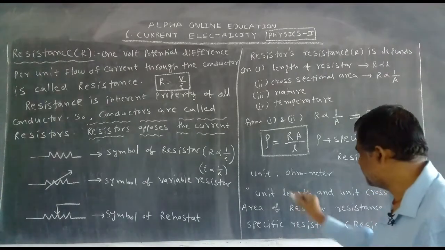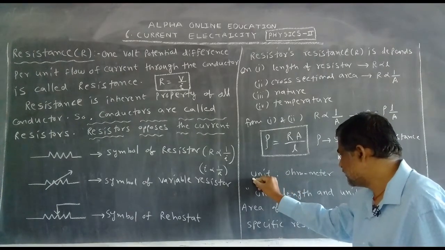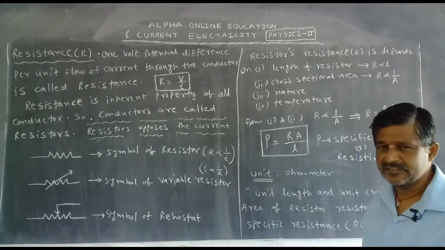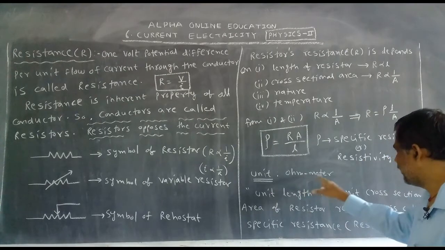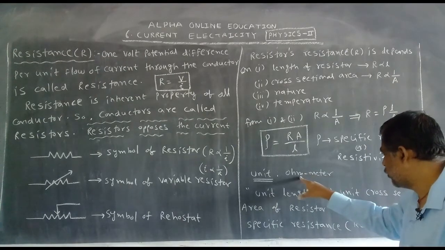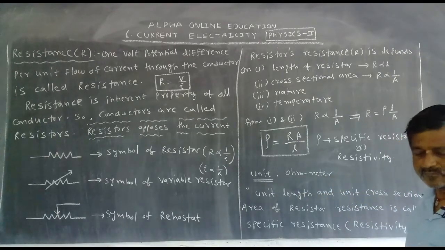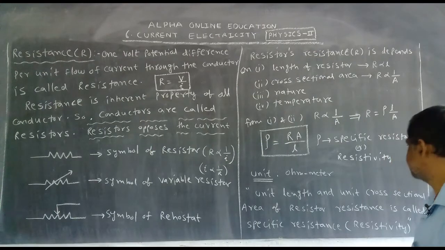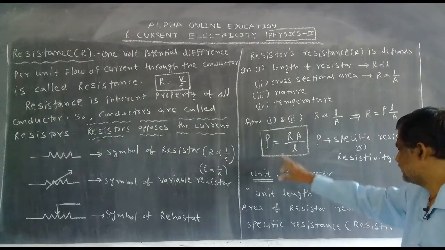Resistivity. Specific resistance is also called resistivity. Now what is the unit of the resistivity? The unit of the resistivity is ohm into meter. Now what is the definition of resistivity?